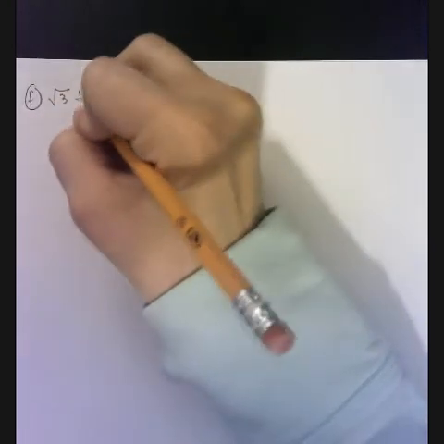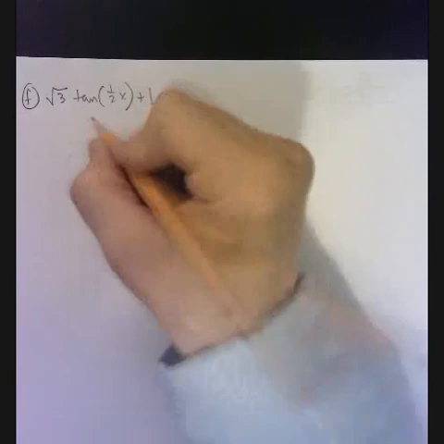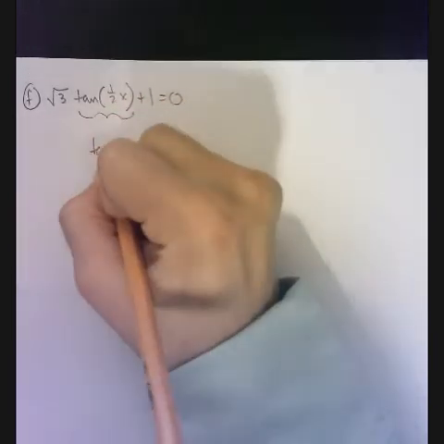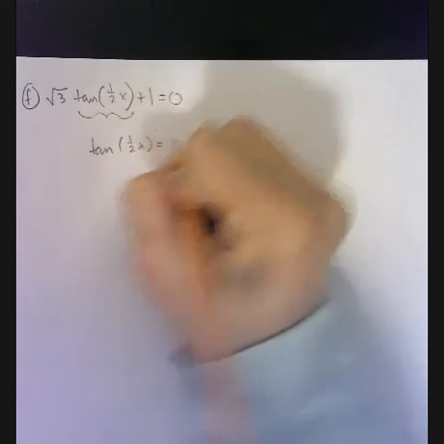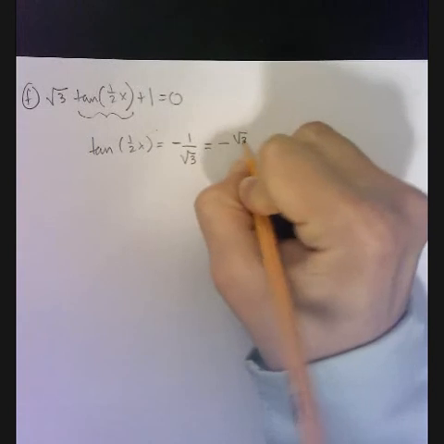Let's see, square root of 3 tangent of 1/2 x plus 1 equals 0. So you can see the tangent expression here. Isolate that first. So we get negative 1 over the square root of 3, which is negative square root of 3 over 3.